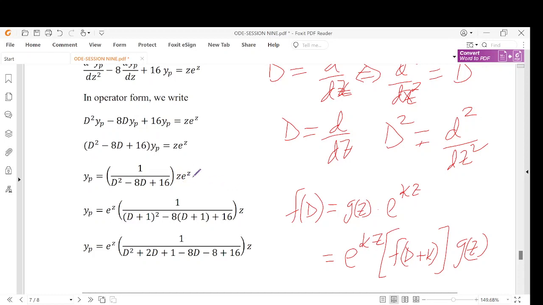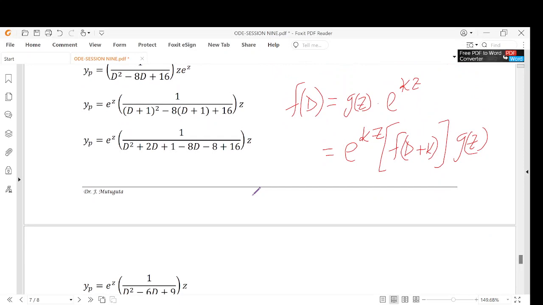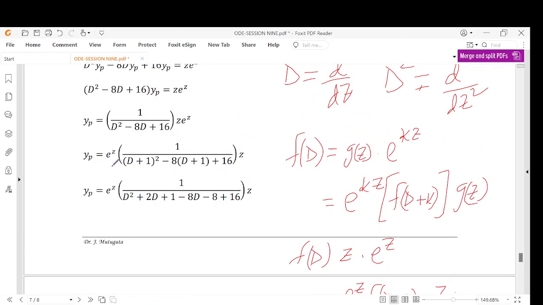So in our case here, the exponential function we have is e raised to power z. So k is 1. And then g of z is equal to z. So we are having a function of D operating on z times e raised to power z. So k is 1. So we shall push the exponential function forward. Then in this function, we replace D with D plus 1, and the new function will now operate on z. So in this case, we have e raised to power z.